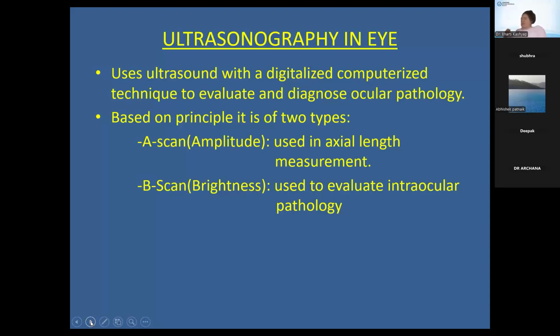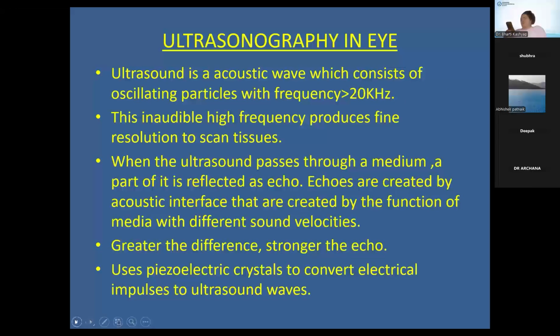This is a frequency that is very high, above 20 kilohertz. When used in the eye in a digitalized, computerized technique, it helps in delineating some ocular pathologies. Generally, it is of two types, A scan and B scan, and B scan denotes brightness scan.